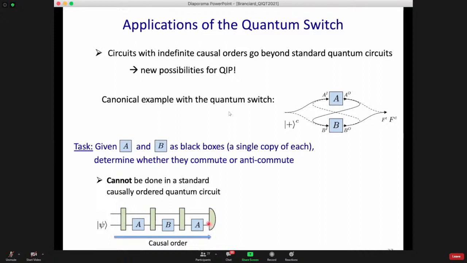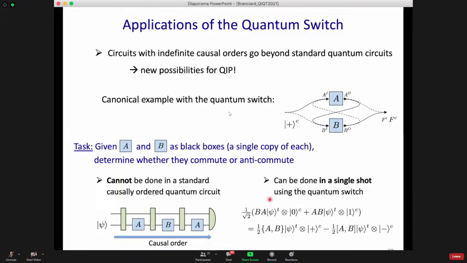So if you're only given one copy of each black box, then you cannot do it with a standard quantum circuit. But it turns out that with the quantum switch, you can do it, precisely because if you write the output of the quantum switch, then you can write it in a way that you make the commutator or anti-commutator appear. And if you then measure in the plus-minus basis, then you get the answer to the question. So you can see that the quantum switch allows you to do some new interesting things that you cannot do with standard quantum circuits, which have to follow a well-defined causal order.